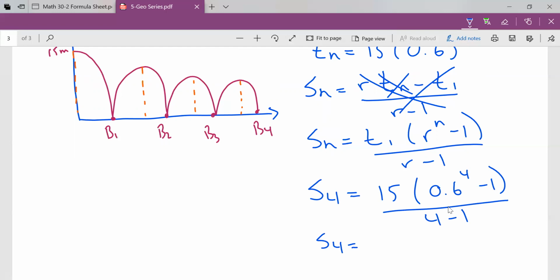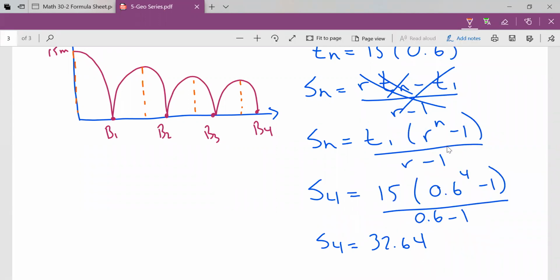And take a quick second. 4 minus 1 divided by 3. Oops, I think I'm getting a wrong value there. So put that in your calculator and you get, oh, small mistake right there. Sorry, friends. R is 0.6. Put that in your calculator and you get 32.64.